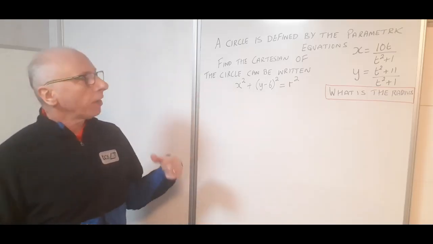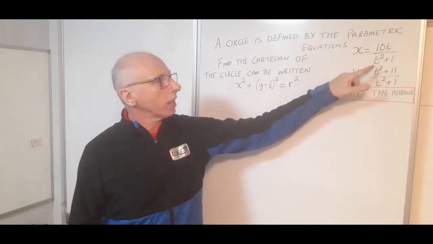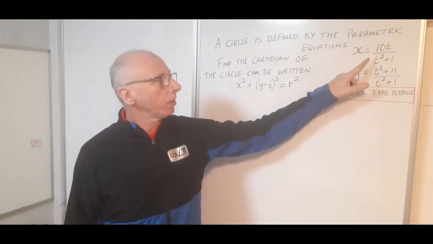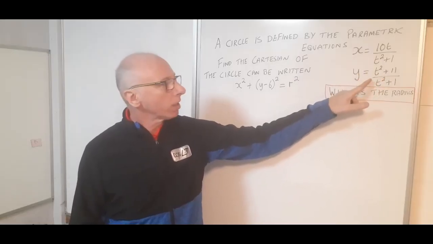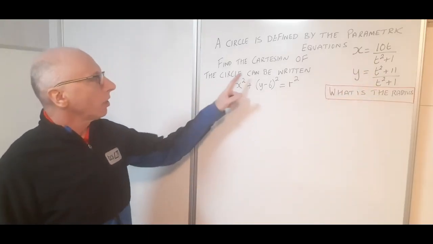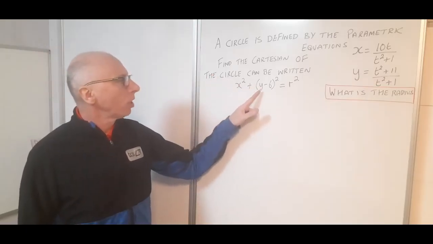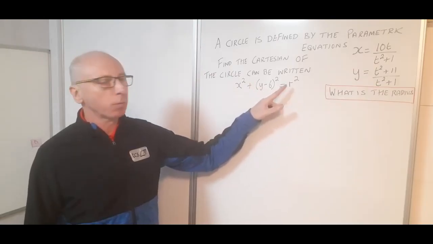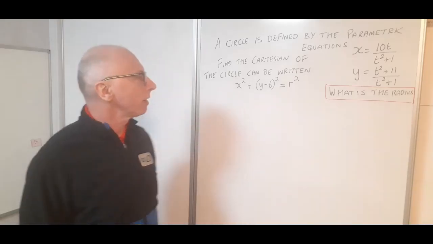So in this question, I've got a circle defined by the parametric equations x equals 10t over t squared plus 1 and y equals t squared plus 11 over t squared plus 1. So similar denominators, that's quite a help. Now the Cartesian equation of this circle can be written as x squared plus (y minus 6) squared equals the radius squared. What we want to find is what the radius is.